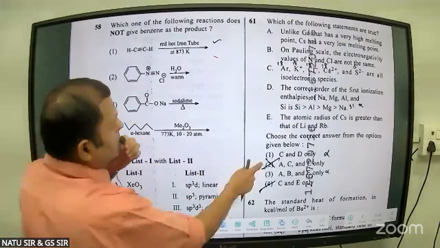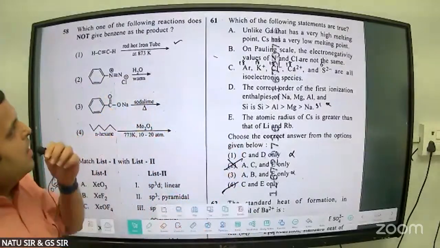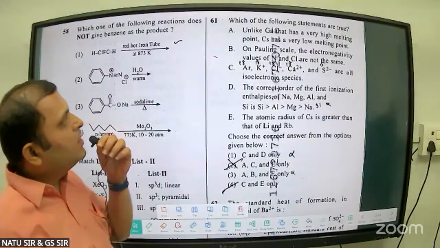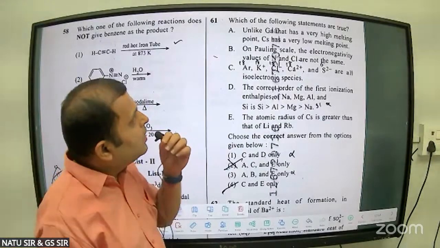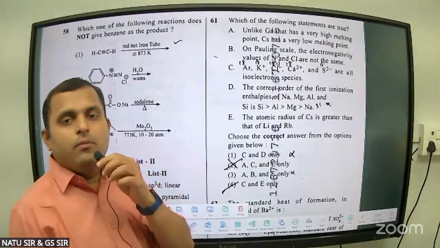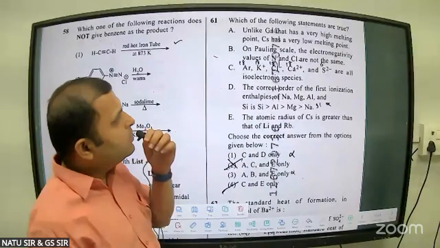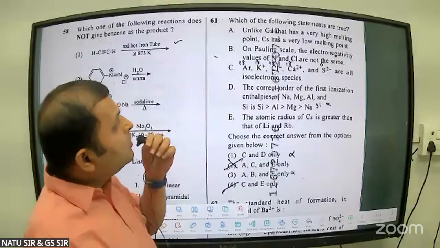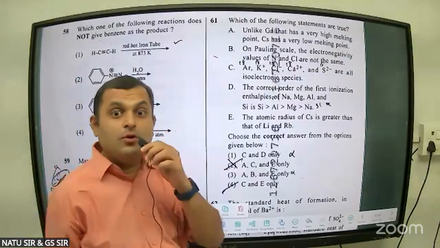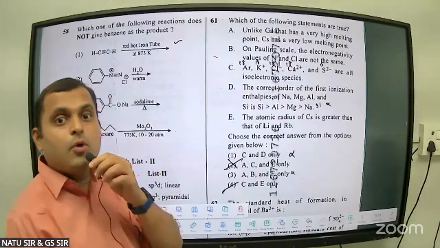Then question 61. Which of the following statements are true? Unlike gallium that has a very high melting point, cesium has a very low melting point. In fact, both gallium and cesium have low melting points which are close to our body temperature. So this statement is wrong. Both are having low melting points. Then on Pauling scale, the electronegativity values of nitrogen and chlorine are not the same. This is also wrong. Both of them are having the same electronegativity value, which is 3.0.